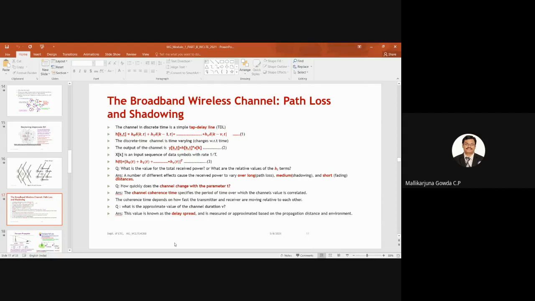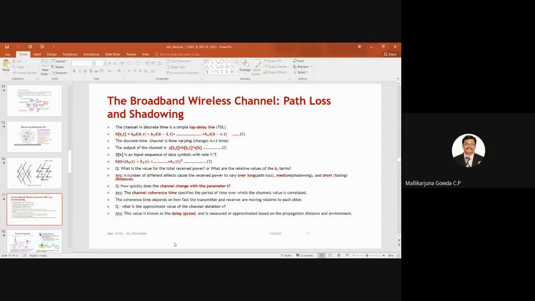The second thing is, as I asked, how quickly the channel changes with respect to time, right? That we specify by the channel coherence time. That will specify the period of time over which the channel value is correlated. Next is this coherence time. It depends on how fast the transmitter and receiver are moving relative to each other. So it is an important term, coherence time. I will show it with an example and with a picture in the next slide.